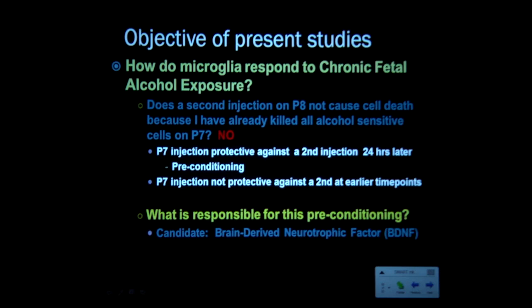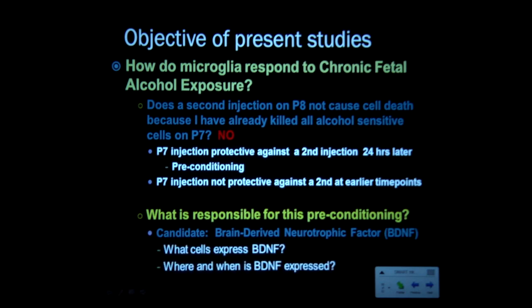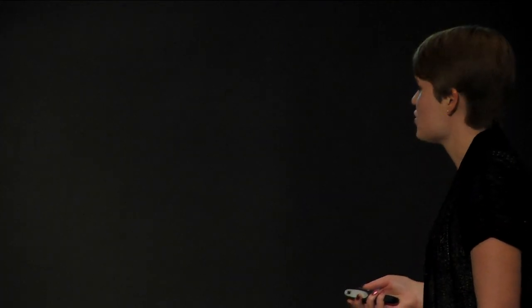And with that, I have several questions. What cells are expressing BDNF? Where and when is BDNF expressed, and is it indeed required for the preconditioning that I see? And I have to say, these questions are definitely going to keep me occupied with my remaining time here. And I've already begun to answer some of these. What I'd like to leave you with here is just some data that I just got Friday, actually.